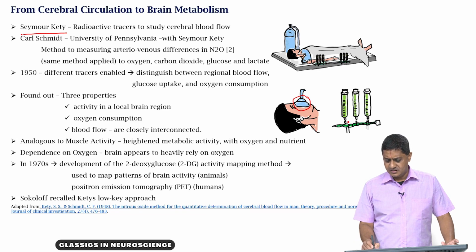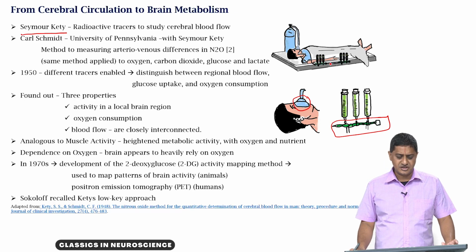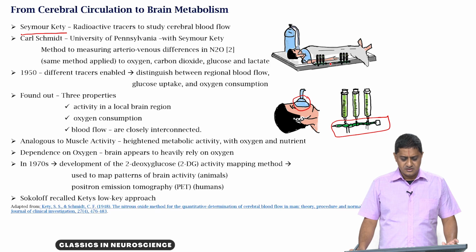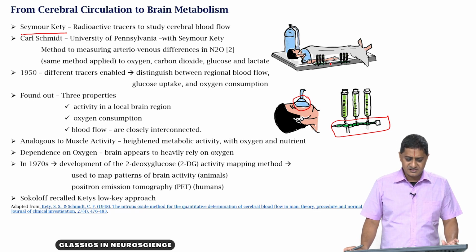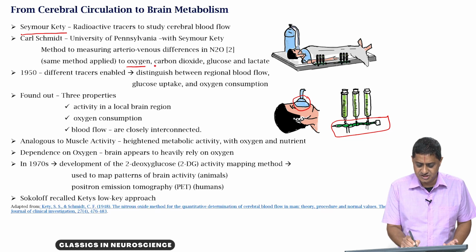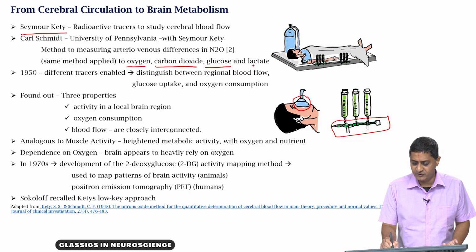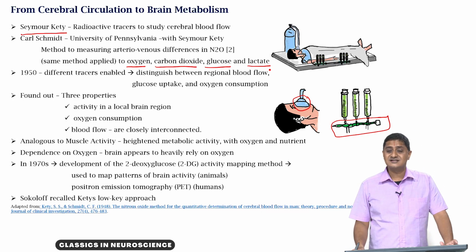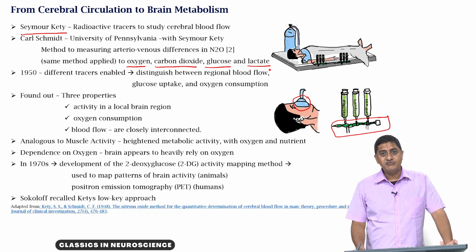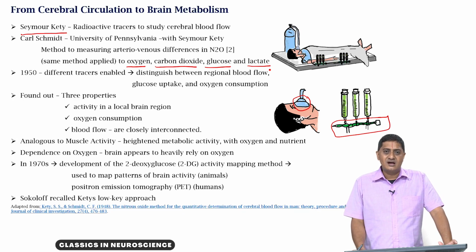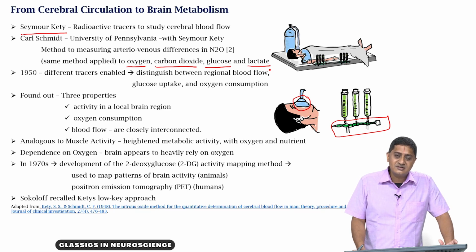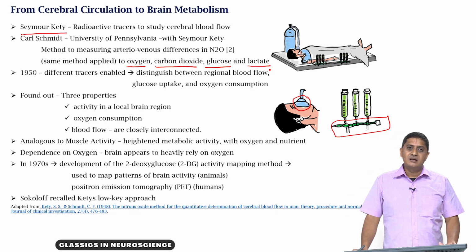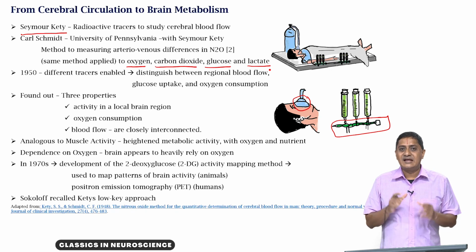within the blood. They used the same method to study the amount of oxygen, carbon dioxide, glucose and lactate. This is critical because if more oxygen goes inside and more carbon dioxide comes outside from a given organ, that means metabolism is happening in that organ.